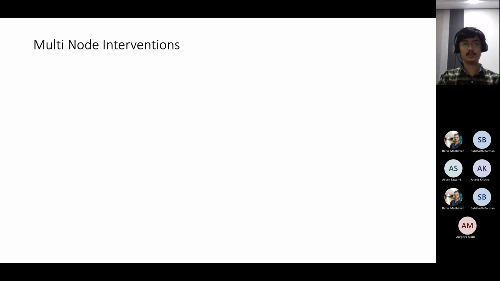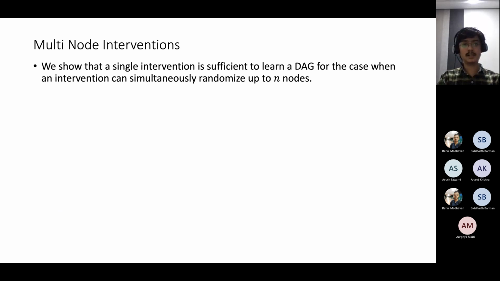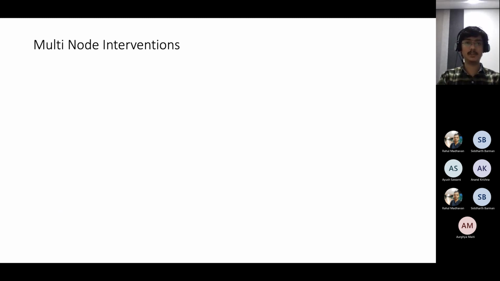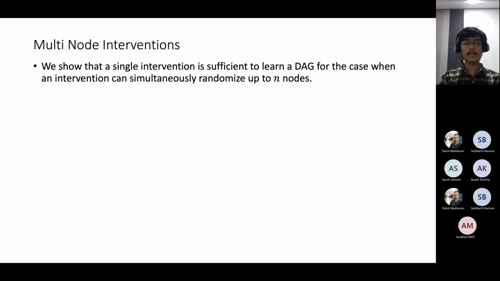Okay, so now we also have some extension of our results to multi-node interventions, where an intervention can simultaneously randomize more than one node. So the first result is that we show that a single intervention is sufficient to learn a DAG for the case when an intervention can simultaneously randomize up to n nodes. This means if you are allowed any size intervention, then only a single intervention is sufficient to learn all the edges of a DAG.